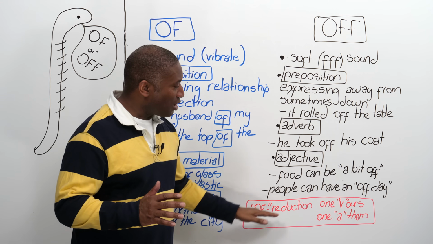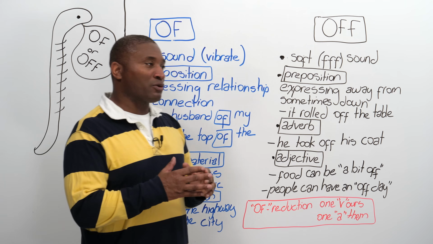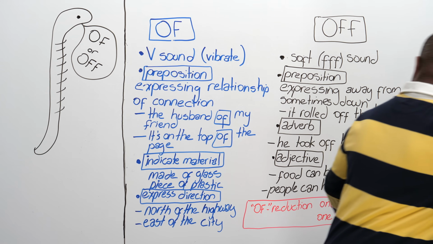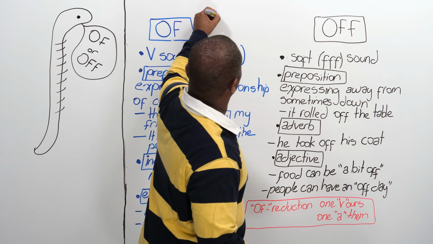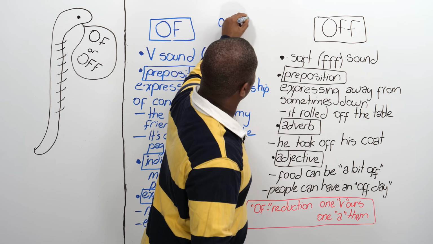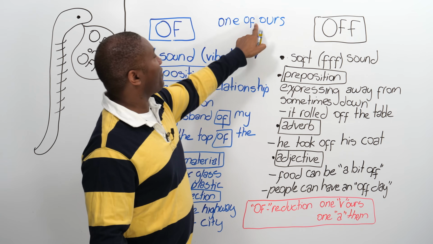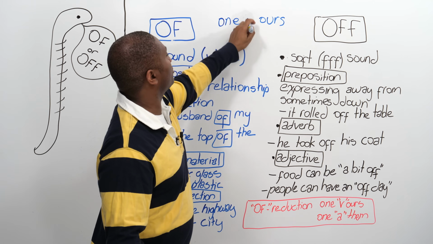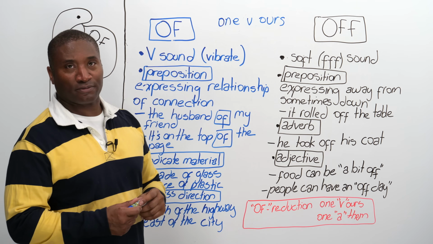Well, in the reduction, what happens is when you have a vowel that follows of, okay? So I'll give you an example here, because I wrote one on the board. One of ours. That's really this. One of ours, okay? But because a vowel follows here, in English we reduce it to "one of ours." That soldier, he's one of ours.